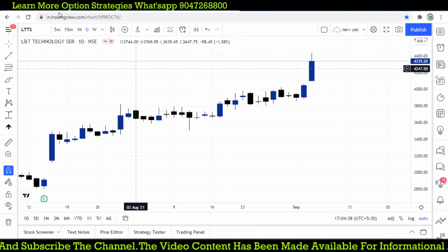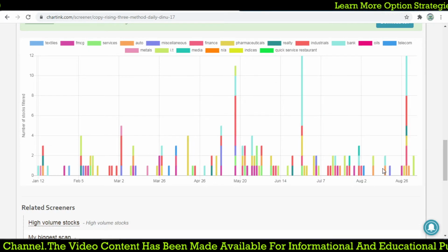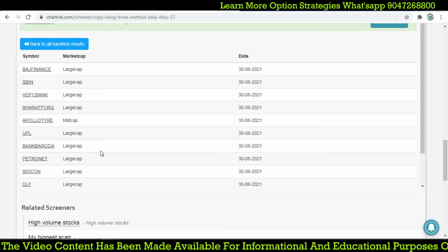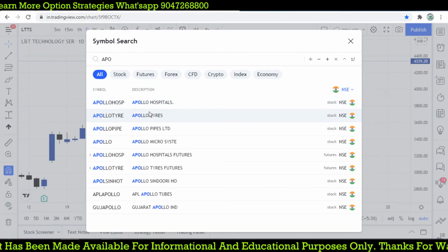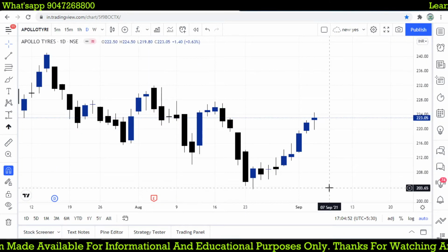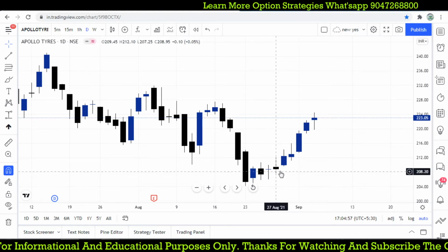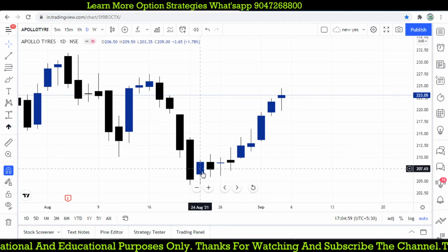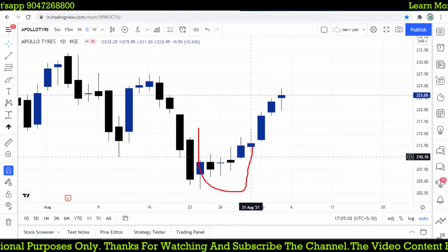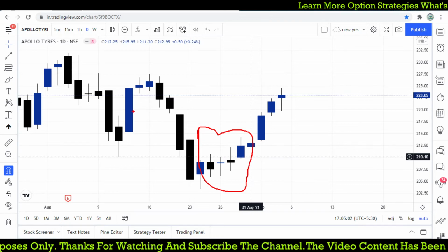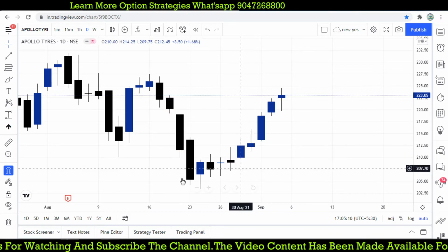Hope you got it. What is the logic behind the method? Previously we will check randomly. Let's check Apollo Tyres on 30th August. Can you see the green candle, three black candles, again the candle broke higher. But what happened at this point? The previous trend was down, but it is showing a reversal, but we ignore it.